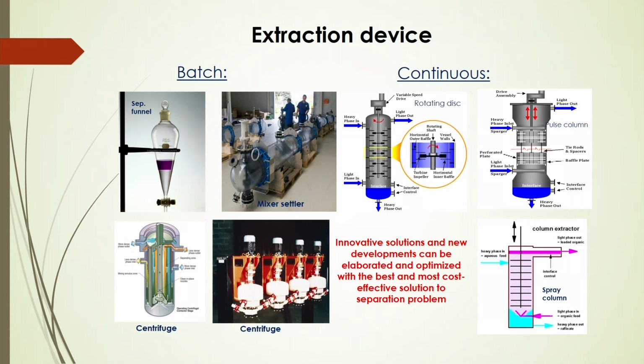So, how do you get continuous operation for the extraction process? You can do it in a rotating disc, even in spray column systems and pulse column systems. Every system has its own advantages, but should have some disadvantages also. So, you have to optimize those processes where you can get a more intensified way of mass transfer for this extraction process. So, innovative solutions and new developments can be elaborated and optimized to the best and most cost effective solution to separation problems.